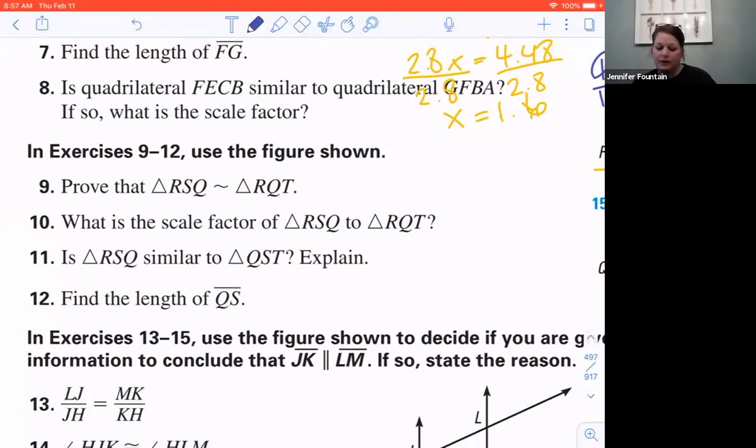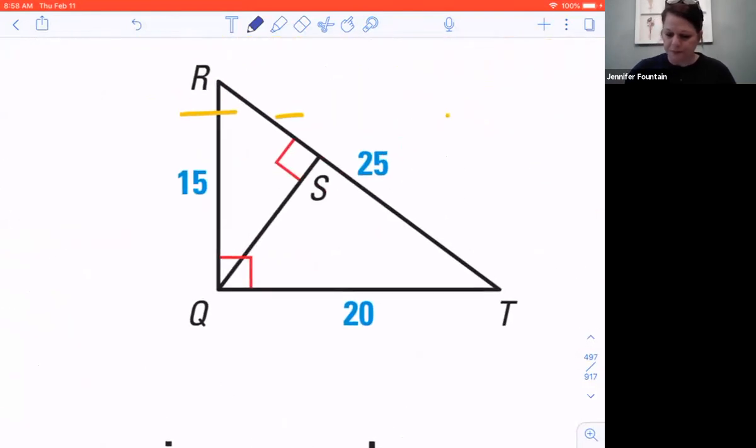Now in number 9, it says we need to prove that RSQ and RQT are similar triangles. So let's look at these two. Think about all the things that we've talked about with triangle similarity. We talked about angle, angle, side, angle, side, angle, side, angle, and side, side, side. In this situation, I'm not going to be able to go side, side, side because I don't have all three sides of all of them. So I'm going to work with what I've got.